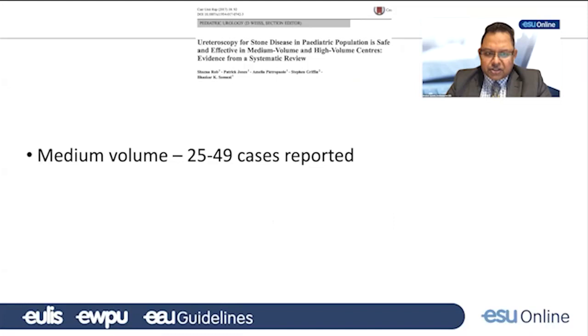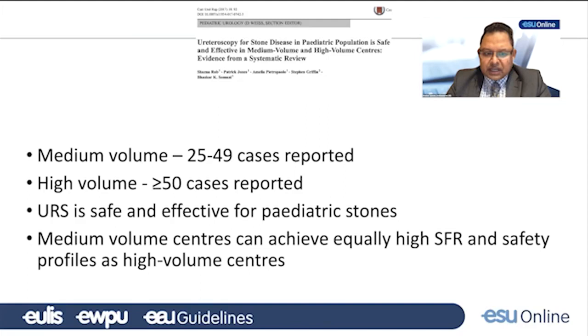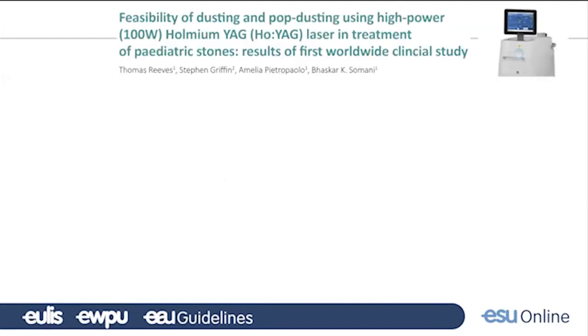We looked at a review of the literature. Medium volume centers were defined as up to 50 cases reported, high volume over 50 cases. And actually, ureteroscopy was found to be safe and effective in both these groups. So medium volume centers can achieve an equally high stone-free rate and safety profile as high volume centers.